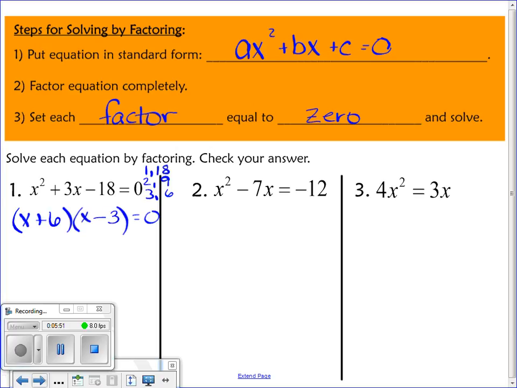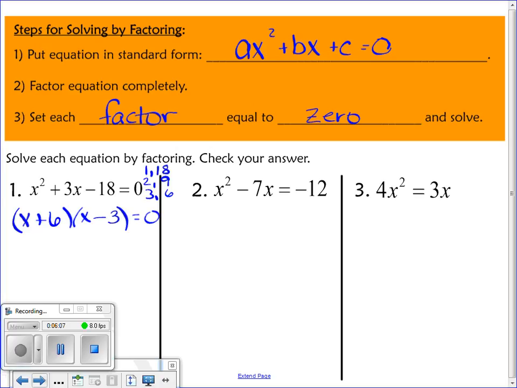And again, checking your answer, making sure you factored it correctly. So that would give me 6x minus 3x is a positive 3x. So we know it works. Okay. So I did my check, make sure it worked.